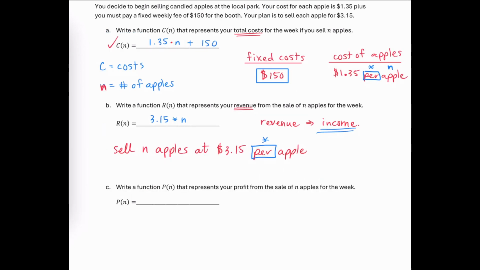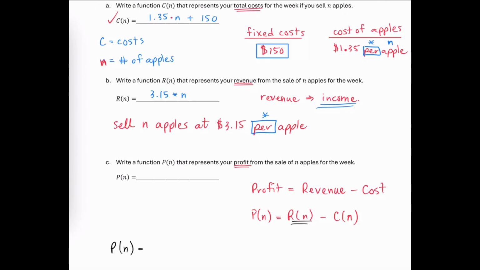Now we're asked to find a profit function that represents the profit from the sale of n apples for the week. Profit is determined after we've paid all of our bills. So essentially we'll be looking at the revenue, or the amount of money that we brought in, and we would subtract all of our costs from that, and then anything that's left over would be considered the profit. So to get our profit function that depends on the number of apples that we sell, we'll take the revenue function and subtract the cost function. So our revenue function was $3.15 per apple, so we'll say 3.15 times n. And then from that, we're going to subtract the cost function that we just found.